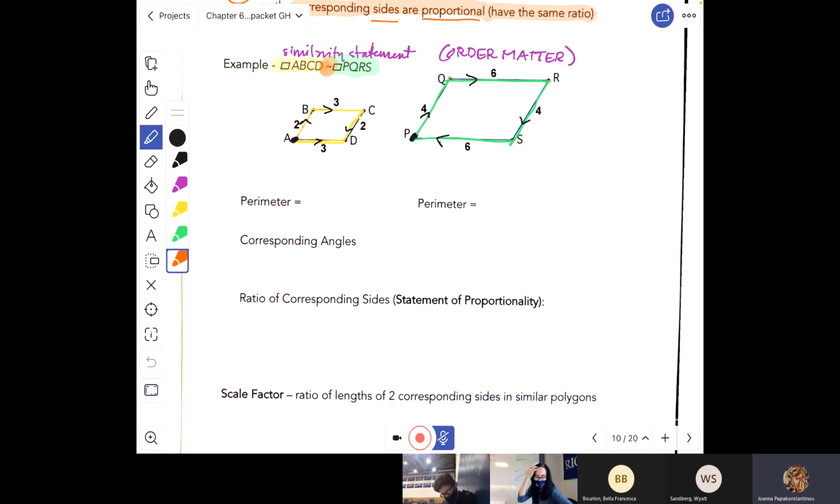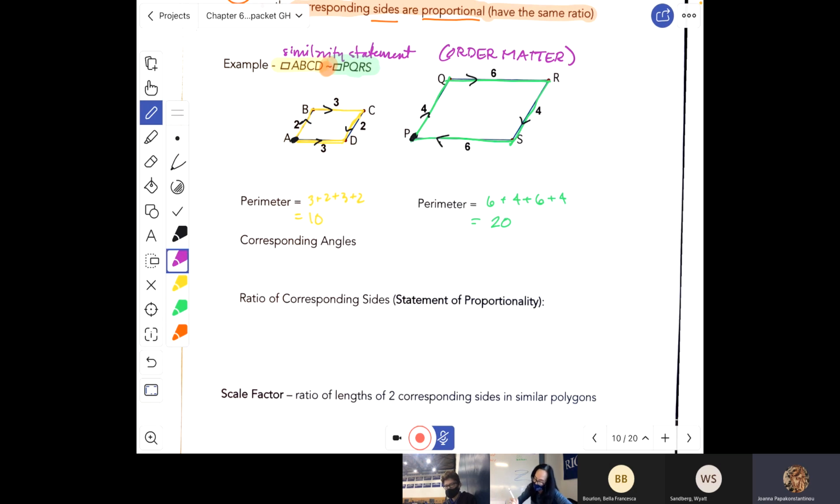So I can find the perimeter of each of these polygons. If I calculate the perimeter of the first one, A, B, C, D, I'm just adding the lengths of all the sides, and what do I get to be the perimeter? 10. Now, if I do the same thing here, and again, I add all four sides, I get the perimeter to be 20.